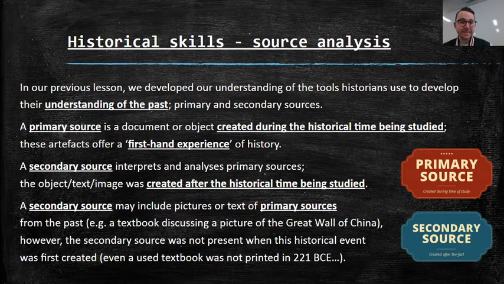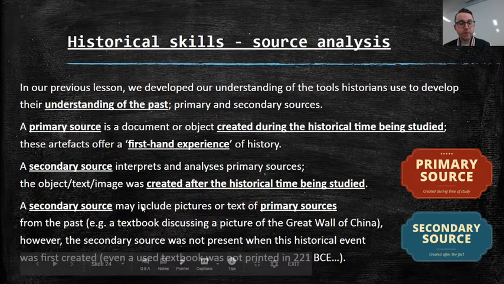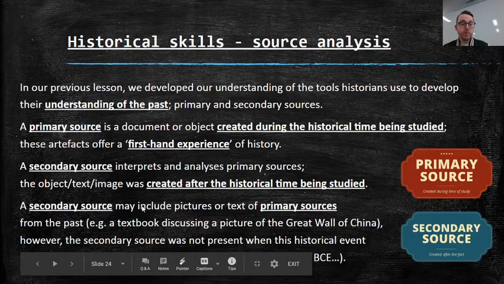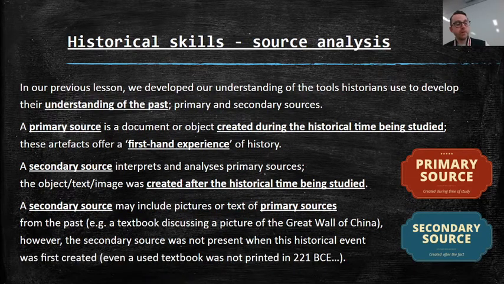So your textbook is a secondary source. However, it might have pictures of primary sources in it. It's still a secondary source. It's just using those primary sources to then evaluate history, if that makes sense. So a secondary source isn't from history. It's interpreting and analyzing the primary sources from the past in the present. So the secondary source was not present when this historical event was being created. If you're confused, you're looking at your textbook like, is this a primary or secondary source? Think about when that textbook was made, think about what you are studying, and then do the math there. If it was around in 221 BC, when the Great Wall of China was finished, then it's a primary source. Otherwise it is a secondary source.